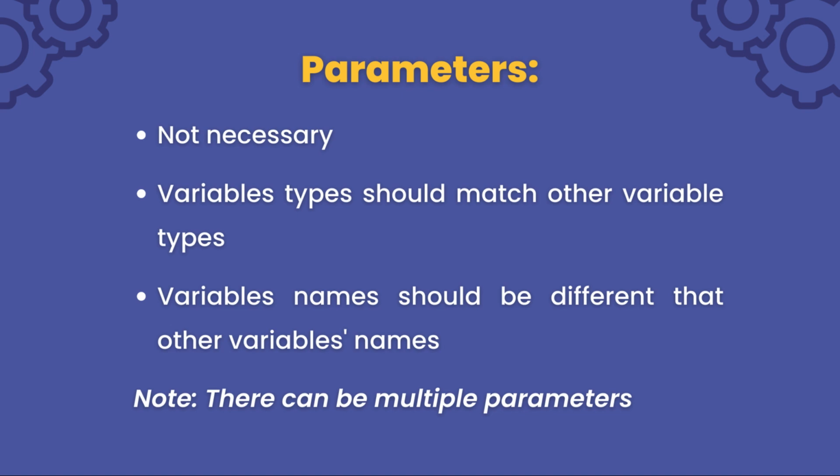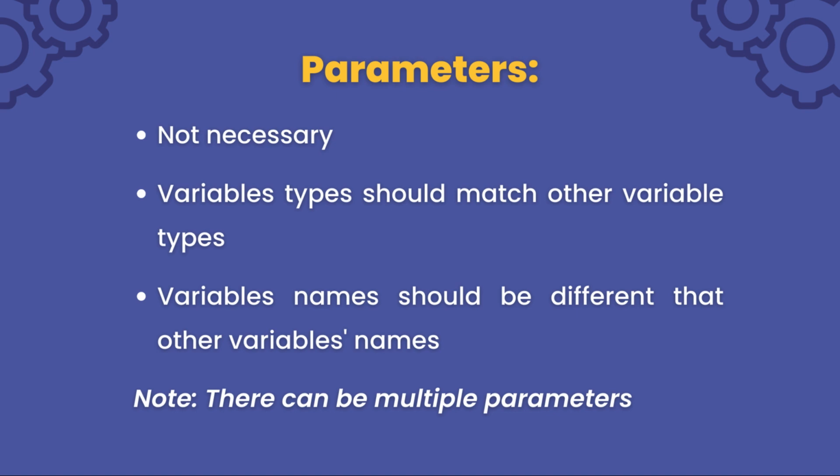And thirdly, the variable names of the parameters should be different from the variable names of the instances that you declared before the constructor. Also keep in mind that there can be multiple parameters in a constructor, and each parameter is separated by a comma.